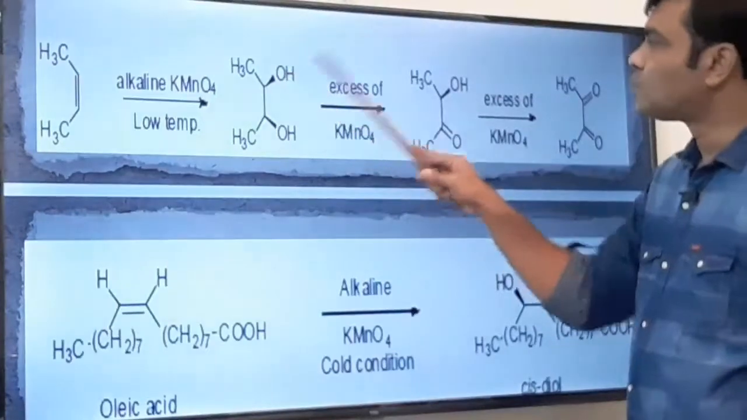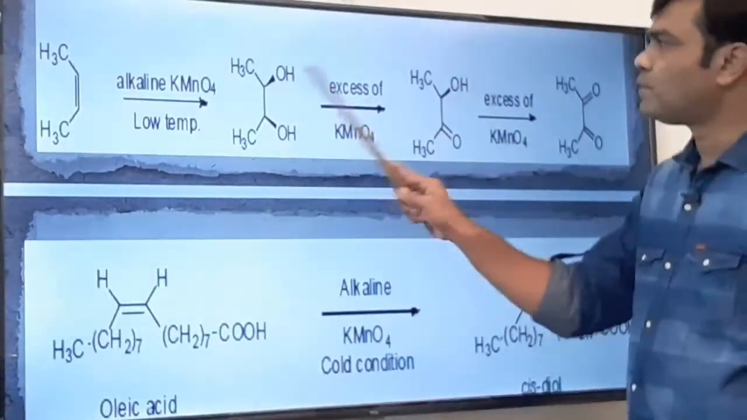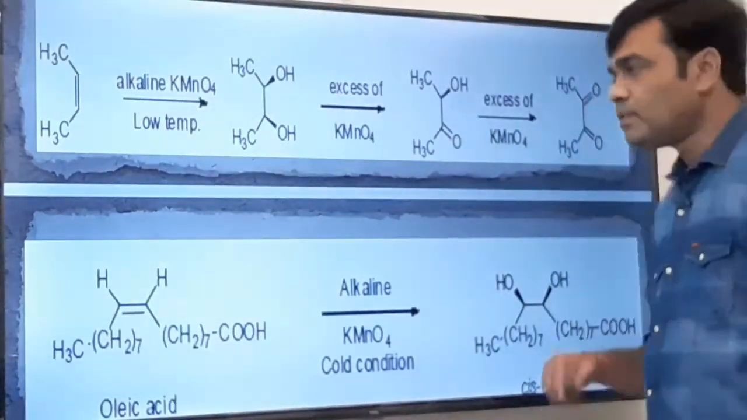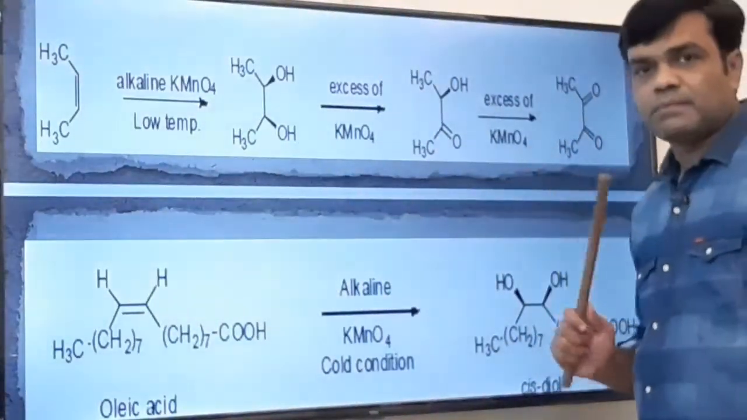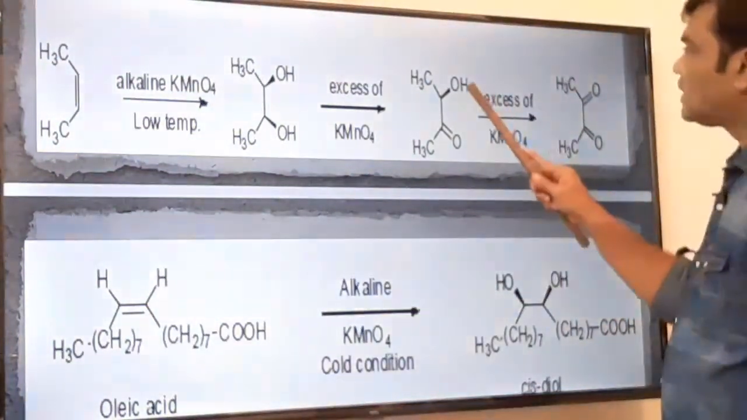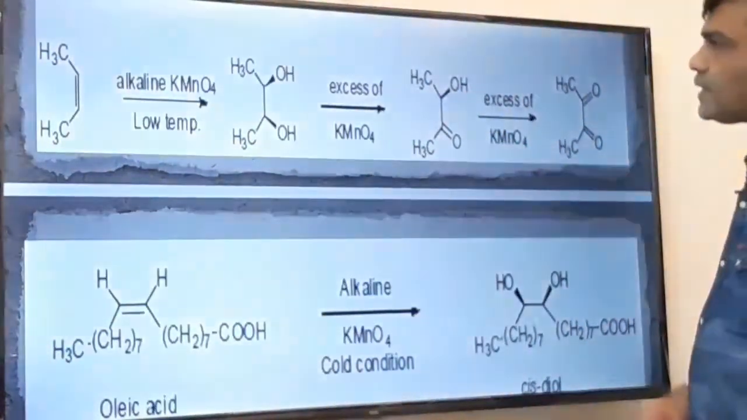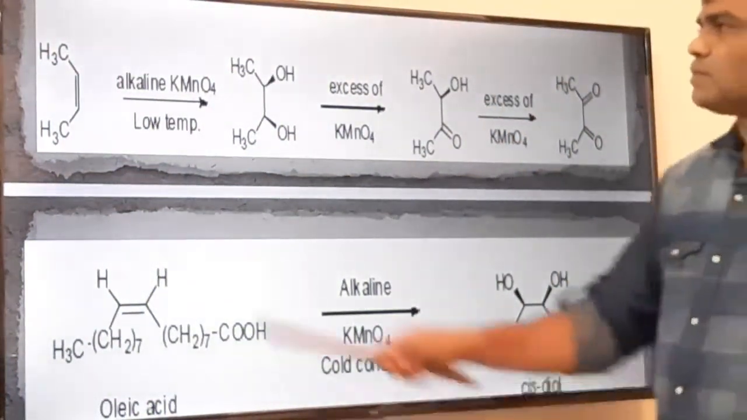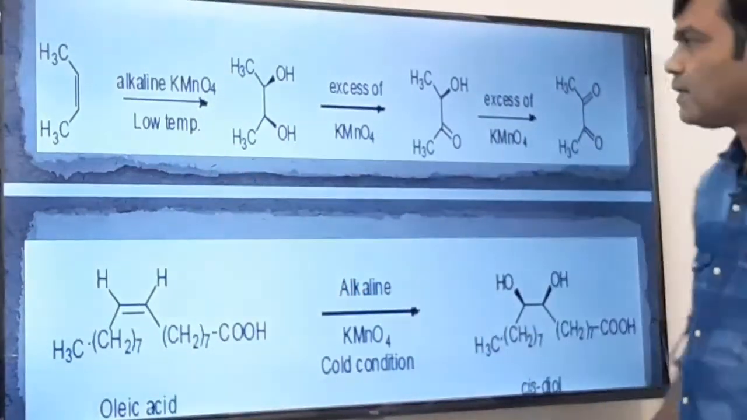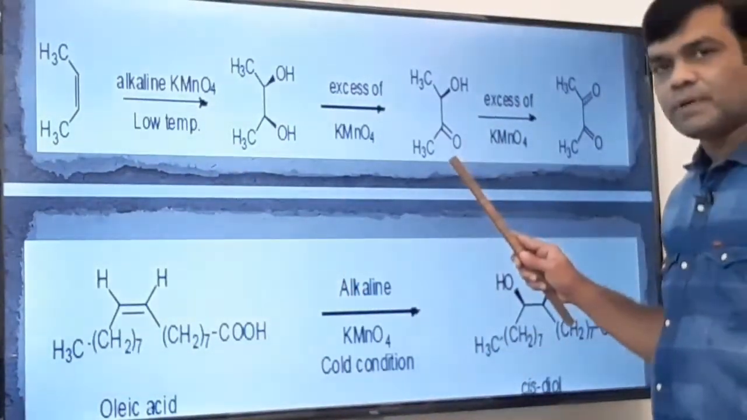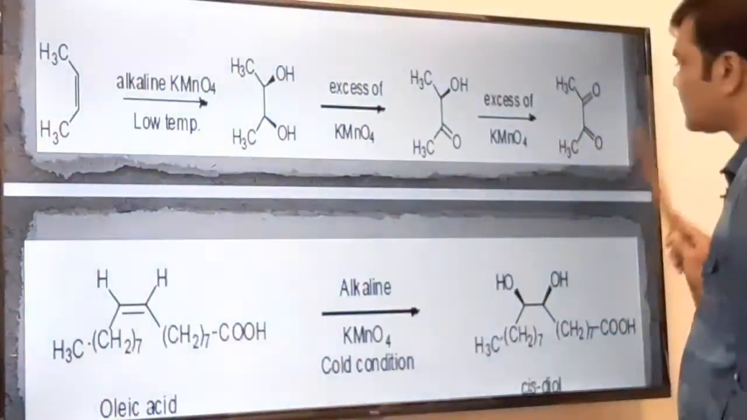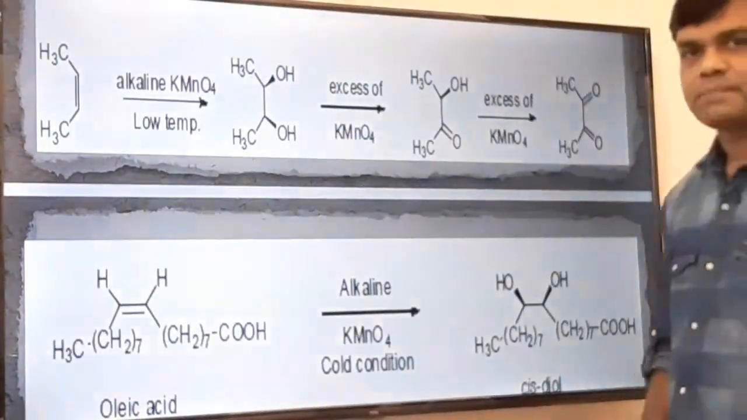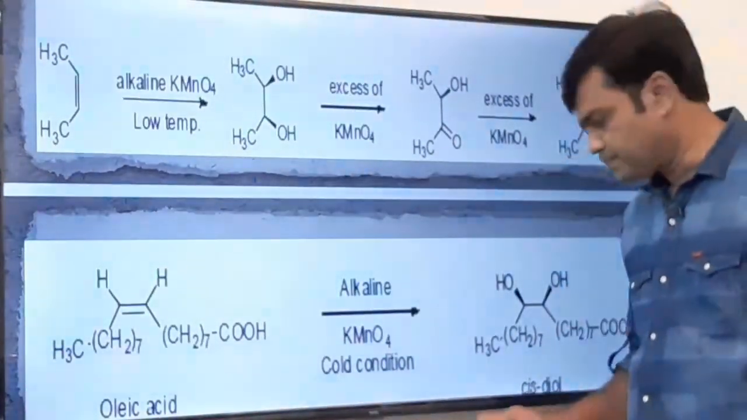So here an OH group is oxidized to ketone. One OH is as it is, another OH group is oxidized to ketone. If you treat this further with potassium permanganate, then the other OH group is also oxidized to ketone. In this way, we get this 1,2-diketone, or vicinal diketone. So butene is first converted to 1,2-diol, vicinal diol, then one OH group is oxidized to ketone, then the other OH group is oxidized to ketone, and we get the 1,2-diketone. This happens in the presence of excess potassium permanganate.